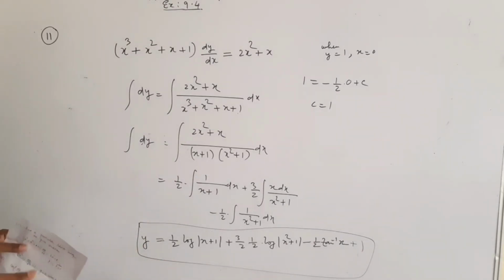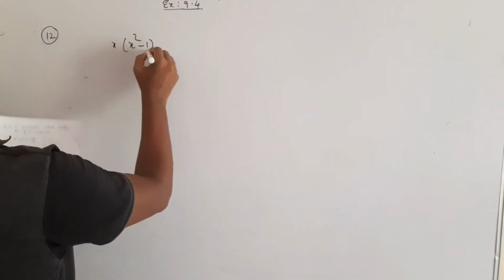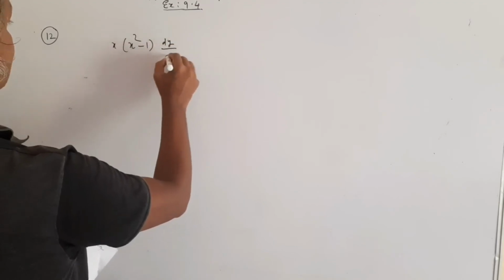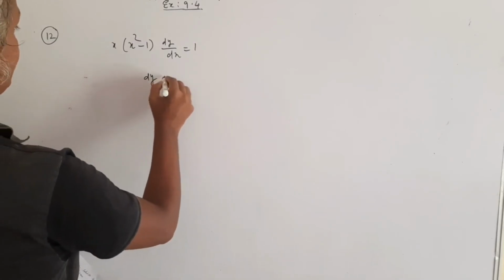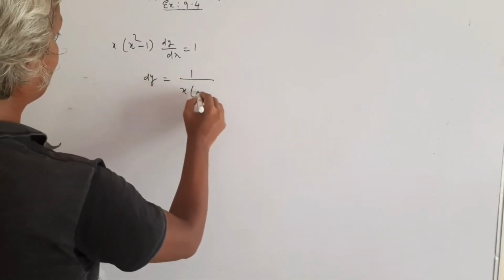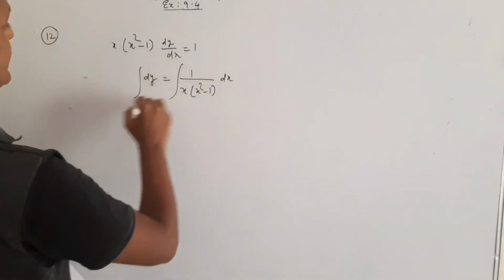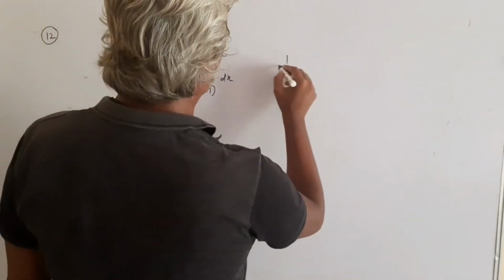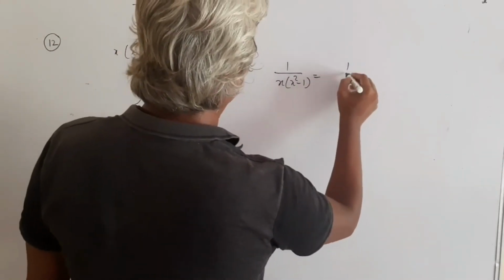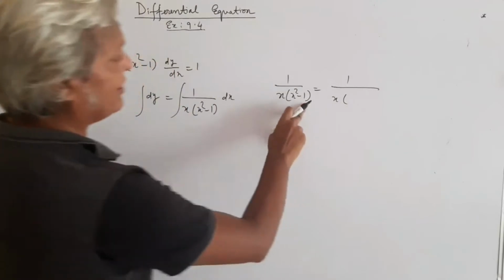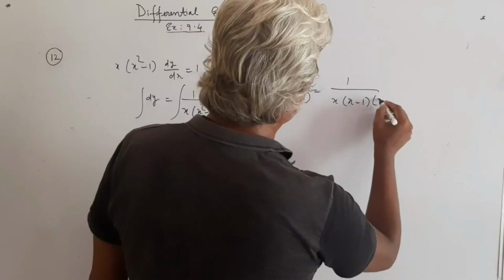Now I'll take question number 12. It is x square minus 1 dy over dx is 1. Then again you see, we can write this as dy equals 1 over x square minus 1 dx, and then you have to integrate this part. Now this term 1 over x square minus 1 can be factorized as x minus 1 times x plus 1.